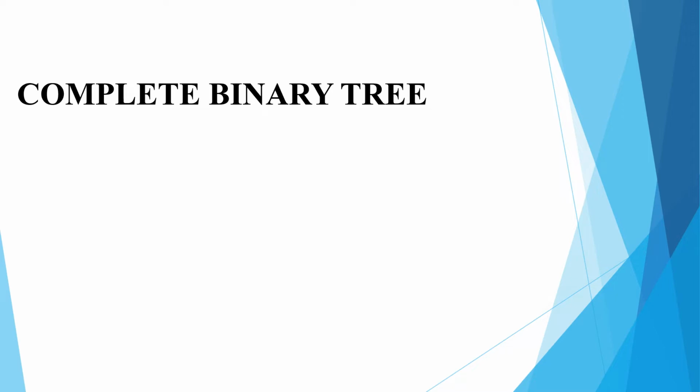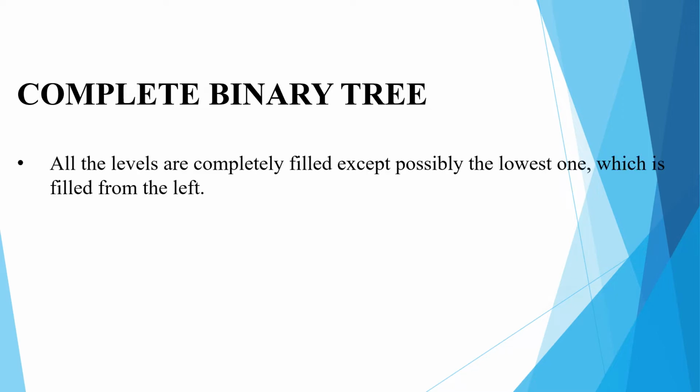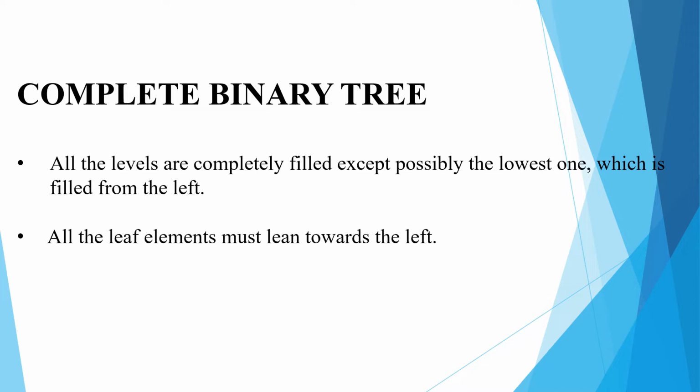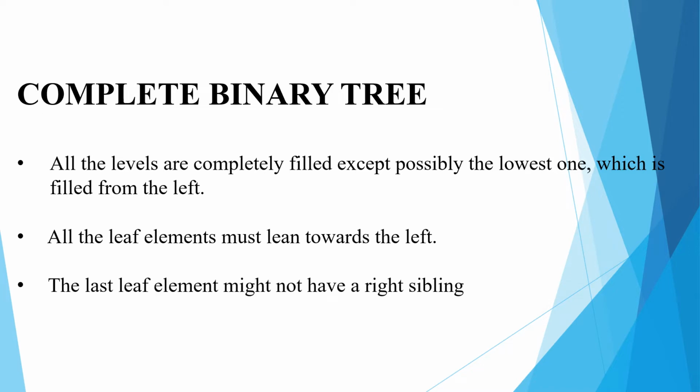Complete binary tree. A complete binary tree is a binary tree in which all the levels are completely filled except possibly the lowest one, which is filled from the left. In a complete binary tree, all the levels of a tree are filled entirely except the last level. In the last level, nodes might or might not be fully filled. Also, let's note that all the nodes should be filled from the left. Given is an example of a complete binary tree.